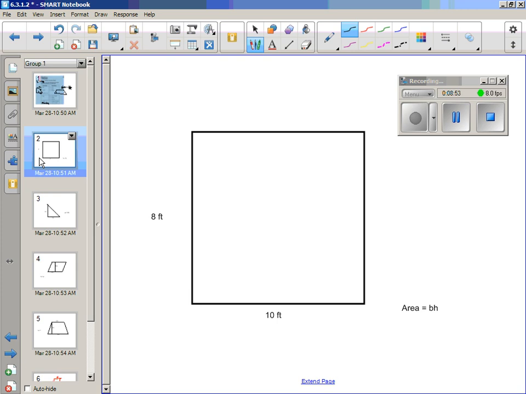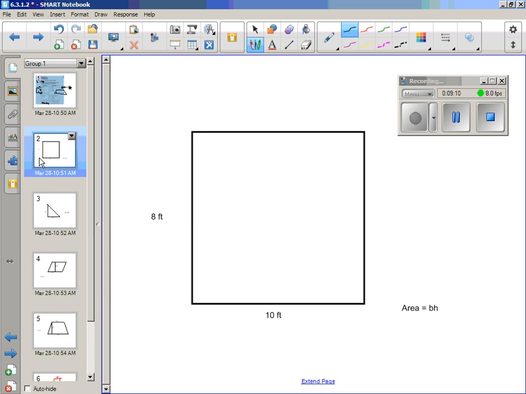What's that? Mr. Zolkowitz keeps saying that it's not a parallelogram. It is a parallelogram because a parallelogram has two sets of parallel sides. Now, there's many different types of parallelograms. This is just one of them. Okay, but the more specific name is a rectangle.